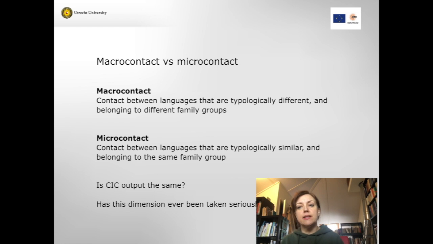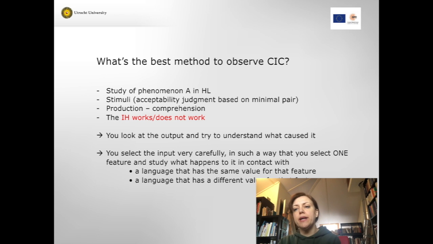Microcontact is actually instead the contact between languages that are the same language, the same grammar, but for some little difference. So what we want to check, and the project is checking this, is the output of contact then the same? Has this dimension ever been taken seriously? Well, what's the best way to observe language contact?